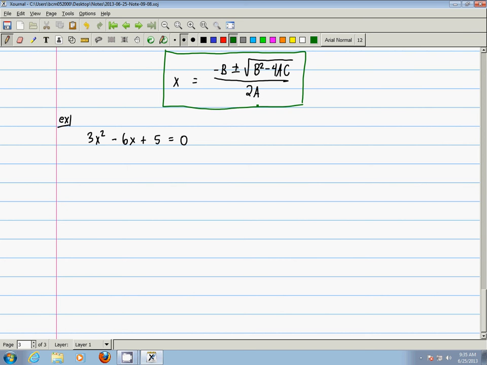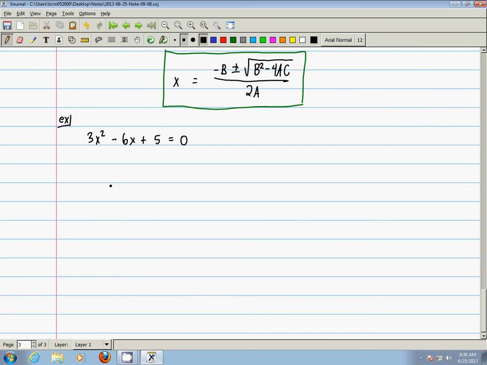Meaning imaginary numbers. So then, if b squared minus 4ac is negative, then you can't use the quadratic formula. You can't plug things in. And the interpretation, as far as a quadratic equation is concerned, is that there are no solutions. And that's okay.